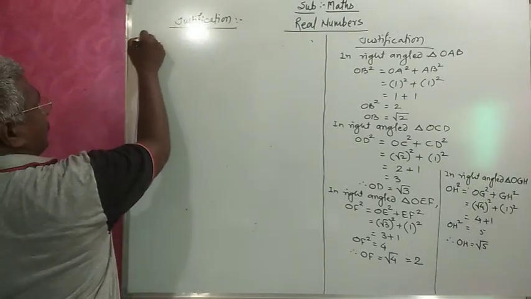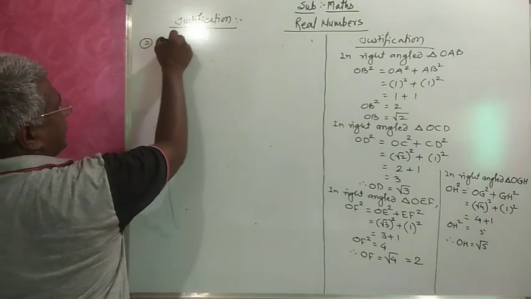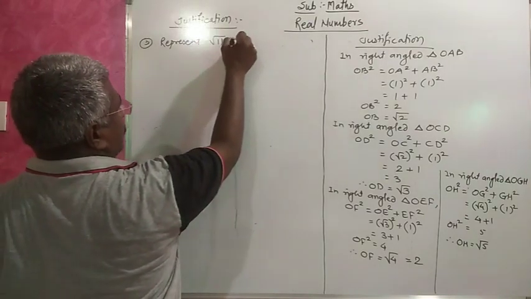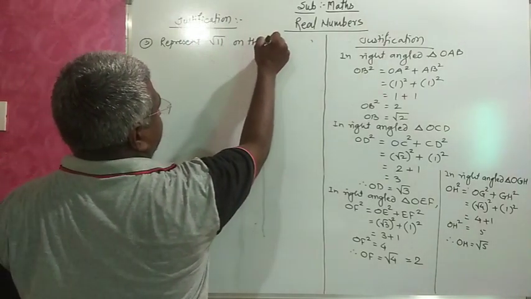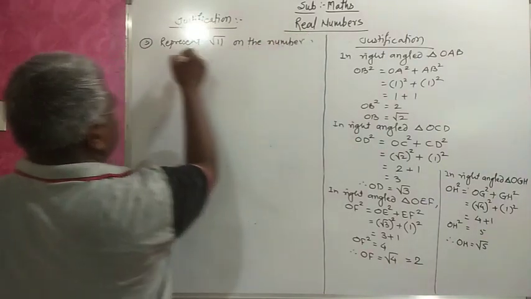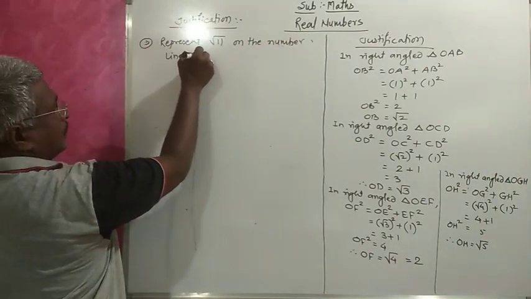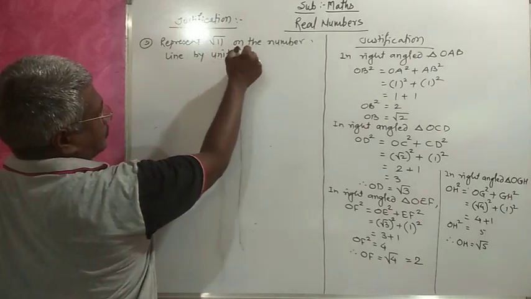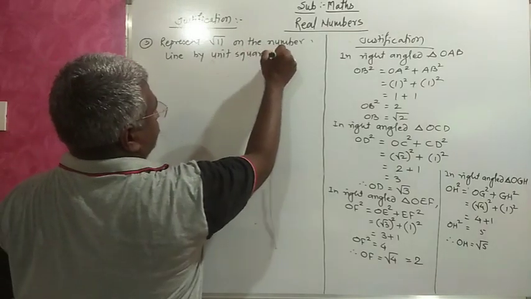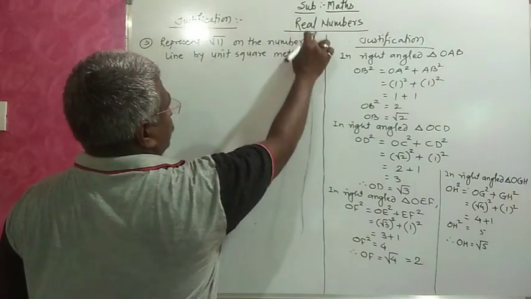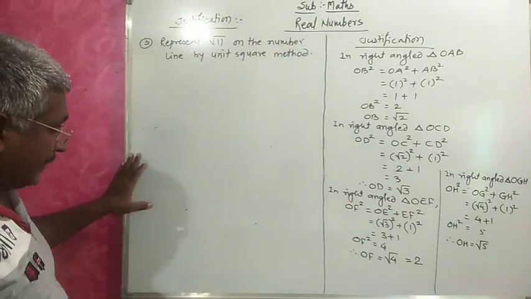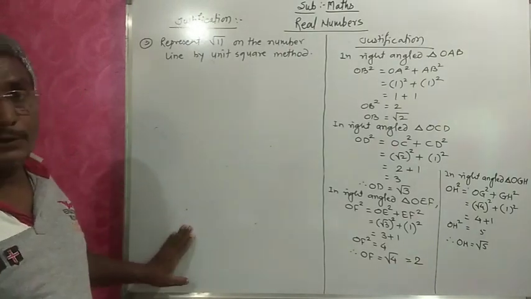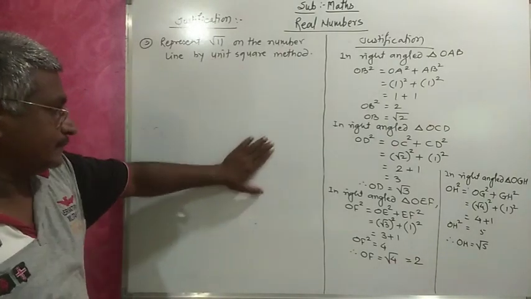Number 3. Represent root 11 on the number line by unit square method. So how to represent root 11? If we go step by step, it will take longer time and the marks are not that much. So how to use the direct method?